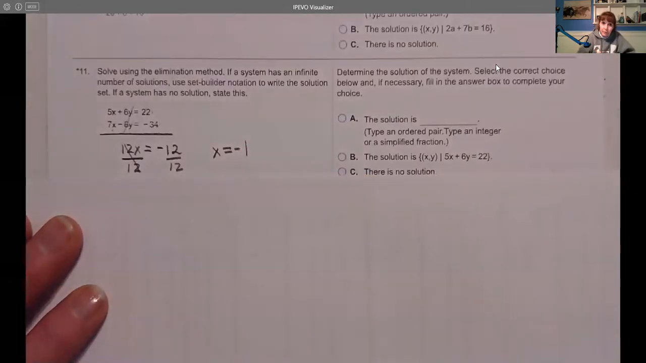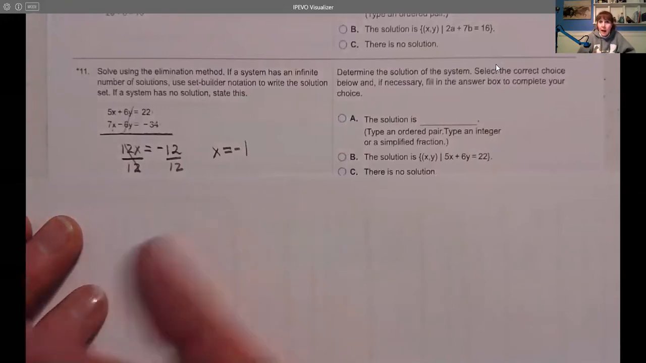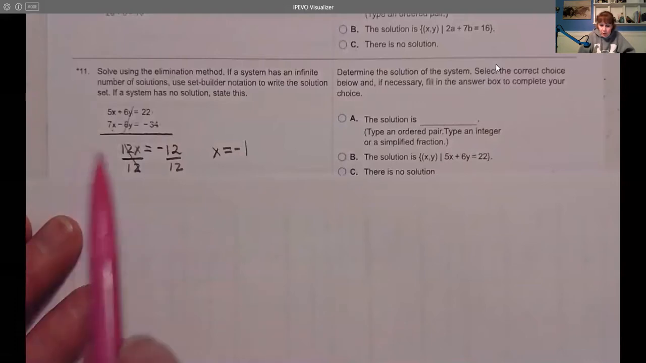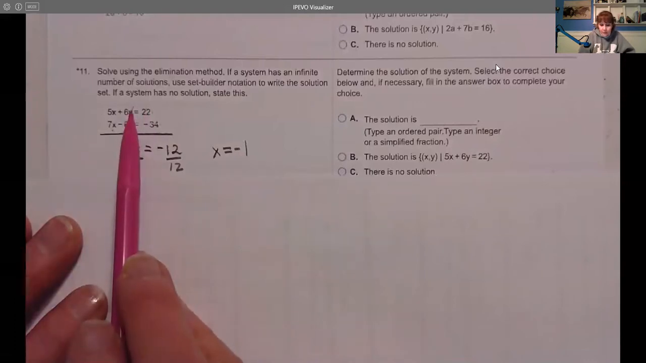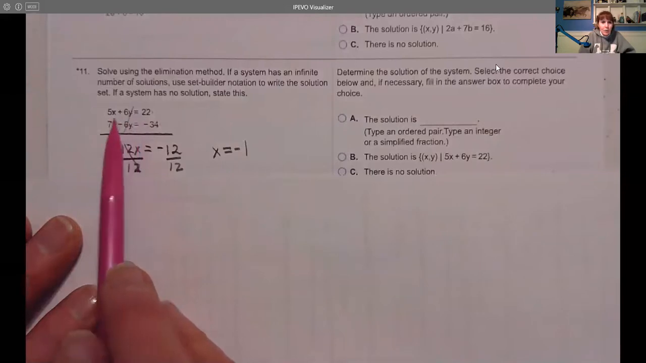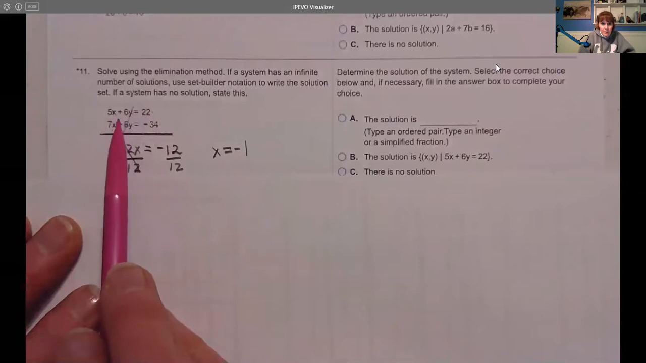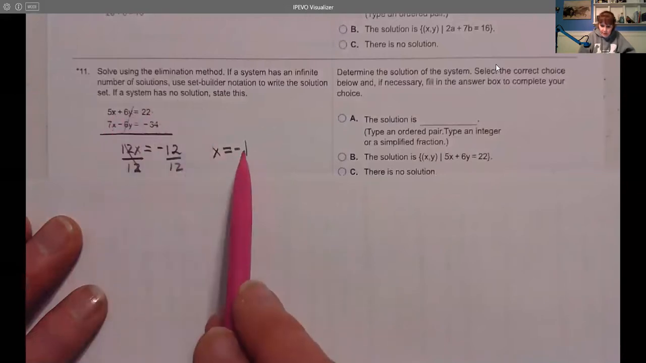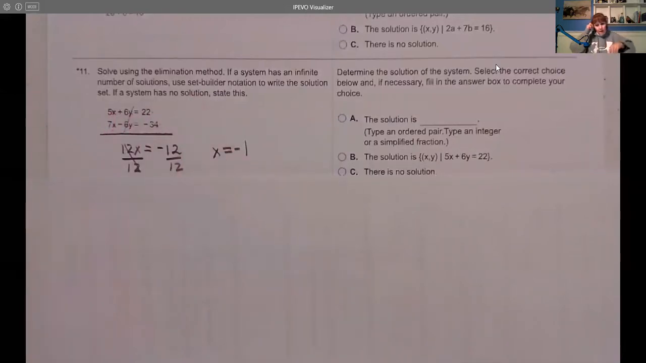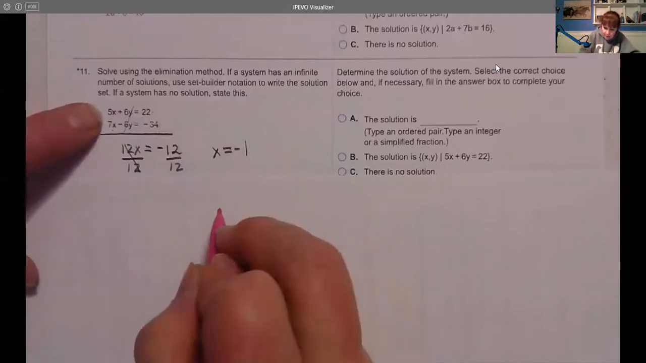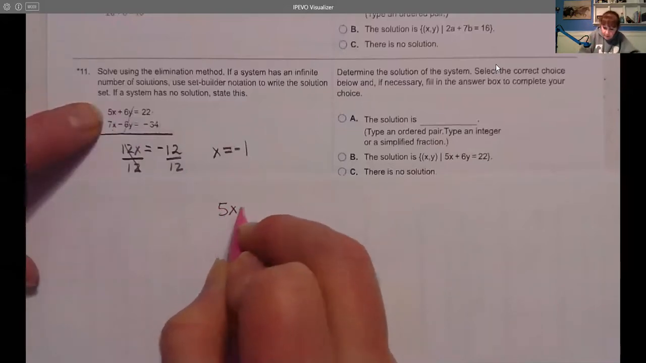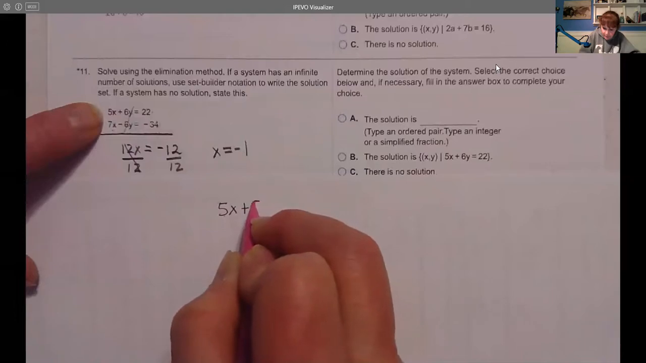But you have to have an ordered pair. So I now know what the x is, but I don't know what the y is. How do you find the y? You pick one of these. You can either use the first equation or the second equation. I like to work with positives, so I'm going to use the first equation, and I'm going to put this back in and solve it for the y. So I'm going to use the top equation, and it doesn't matter because the point is on both of them.